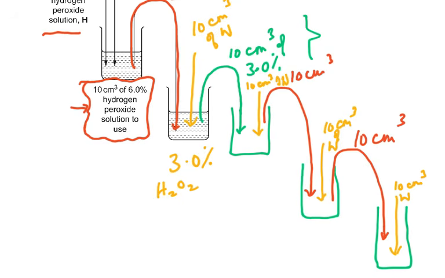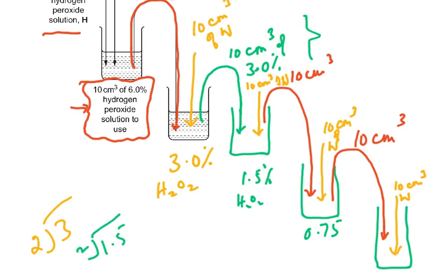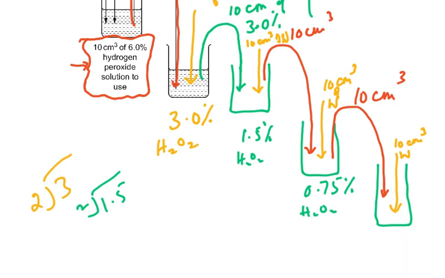So this would be then 1.5%. Why? Because 3 divided by 2, because you have to half it. So this would be 1.5% H2O2. This would be 0.75, 1.5 divided by 2, because it said you have to half it. So 0.75% H2O2. And this would be 0.375.